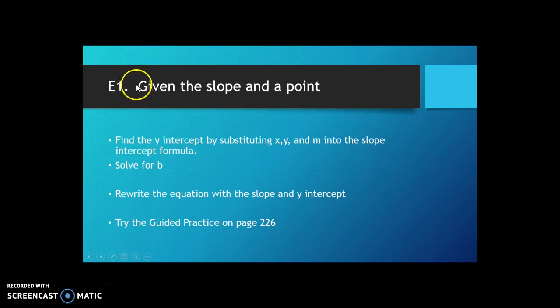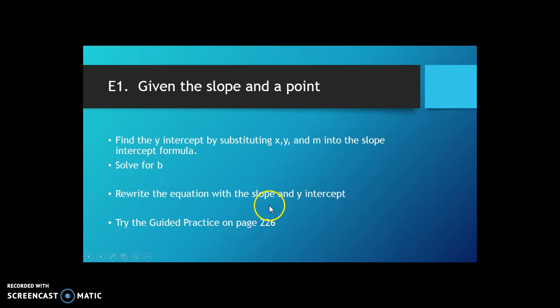So, in example one, you are given the slope and a point. I'd like you to pause this video and write these three steps into your notes so you've got something to look back on. What we're doing is finding the y-intercept by substituting x and y and the slope m into the formula y equals mx plus b, which leaves the b as your unknown, the y-intercept. So you're going to solve for b. You're going to rewrite the equation in slope-intercept form.